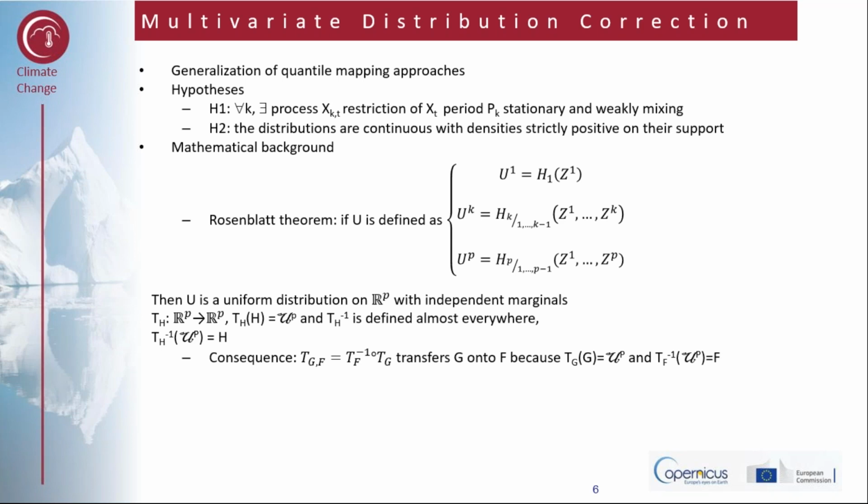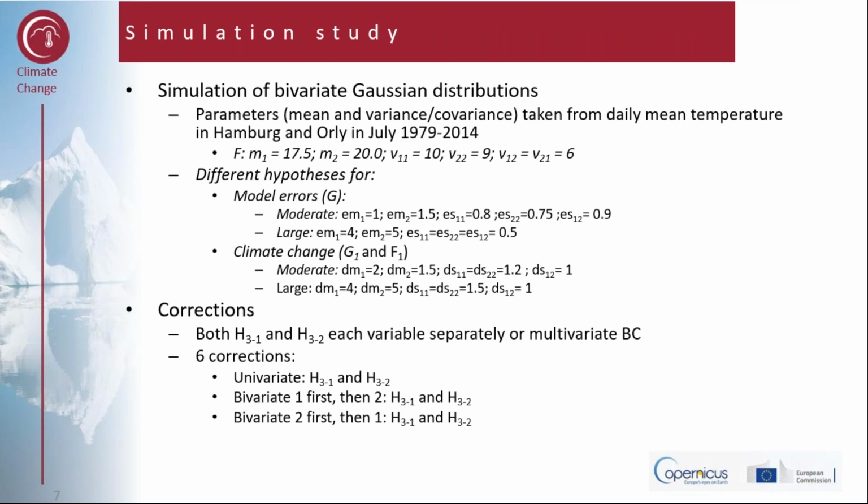So you compute each distribution for each variable conditionally on the other ones. You begin by one variable, then the second one conditional on the first, and so on and so forth. And then you can take the inverse transformation from this uniform distribution to get the transformed distribution from the first one. So this has been coded and tested first using synthetic data in order to control the parameters and the differences we can have between historical model and historical and future. And this has been based on the simulation of bivariate Gaussian distributions.